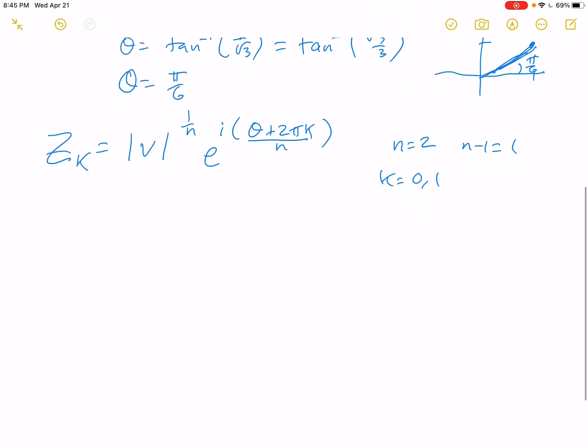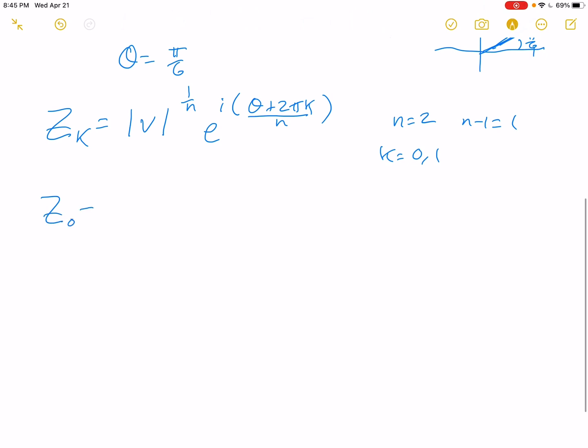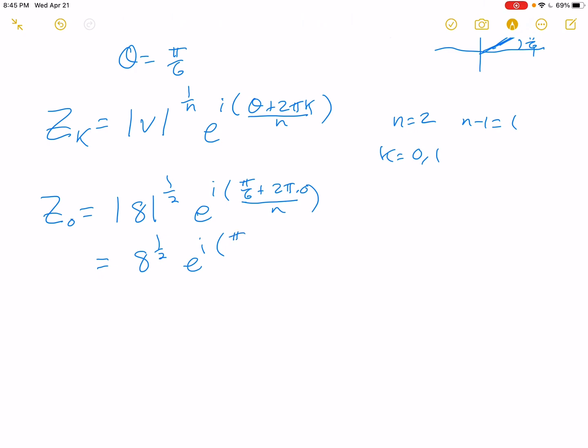So our z sub 0 is going to be the absolute value of 8 to the 1/2 times e to the I times pi over 6 plus 2 times pi times k, in this case 0, all over n. So that's going to be what? That's just saying 8 to the 1/2 power, e to the I times pi over 6. Oh, we know what n is, don't we? That's 2. I don't even need to put that. Let me change that to a 2.